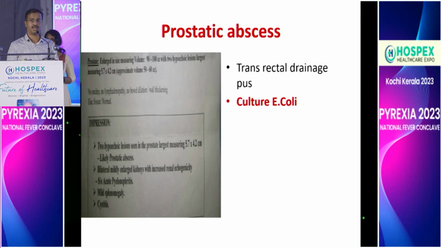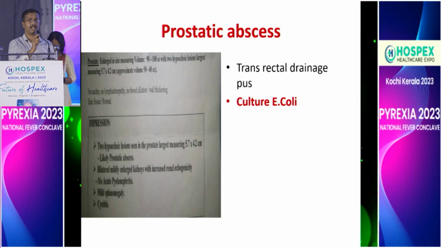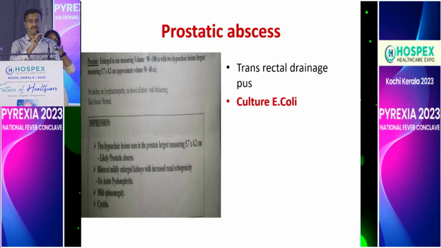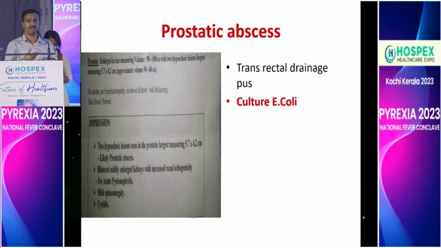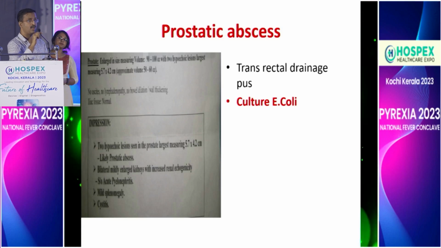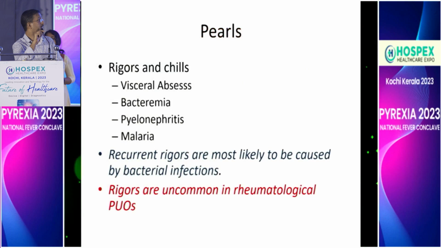So, in this host, a possibility of an abscess is to be considered, and the clinical diagnosis put to us was prostatic abscess, and a PR drainage showed an abscess, and culture showed E. coli. So, next slide. So, the learning point in this case: host is important in making a diagnosis.